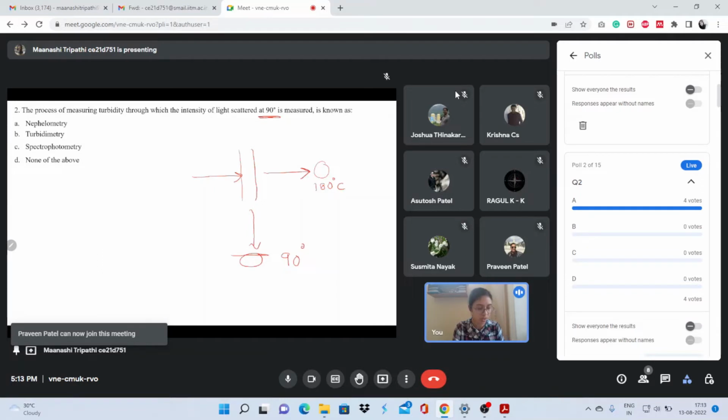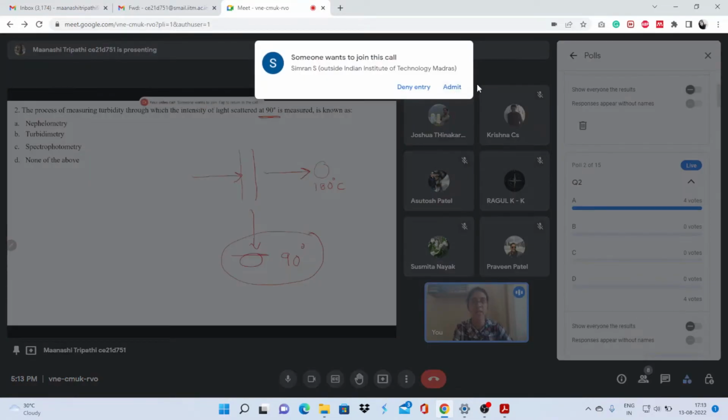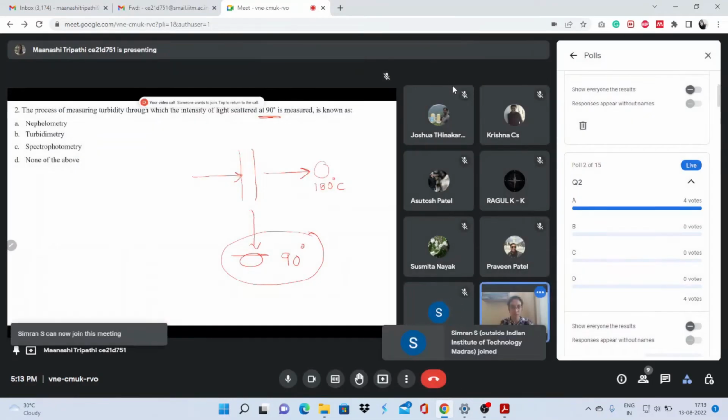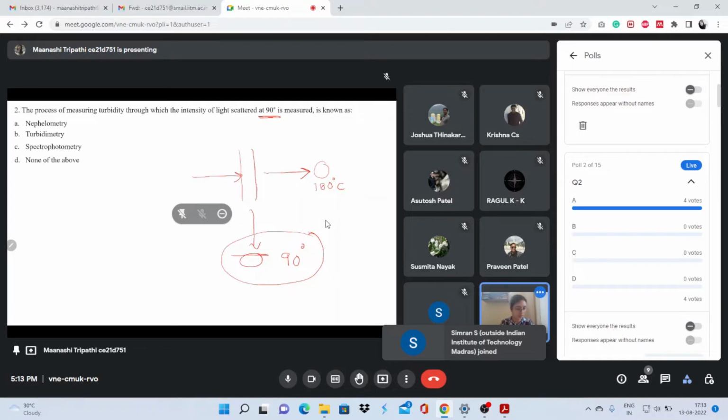So the question is asking about this area. What instrument will be used, what process will be used to measure scattering at the 90 degree? More answers please. We are measuring at 90 degree, not 180 degree.